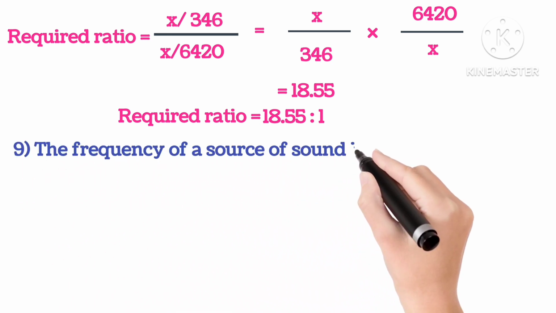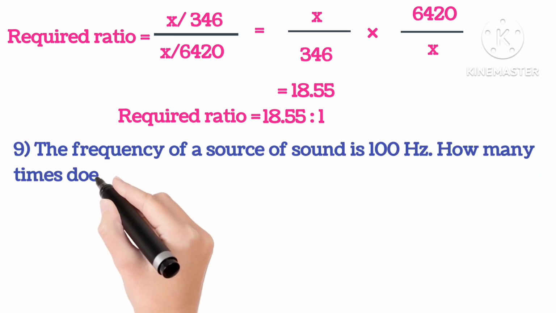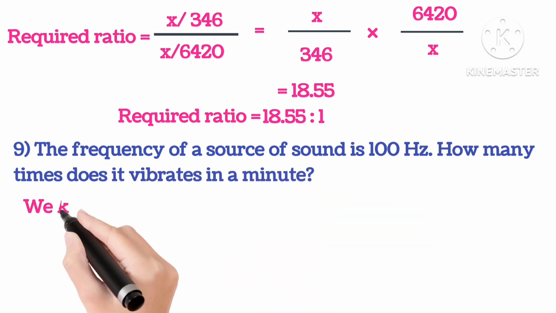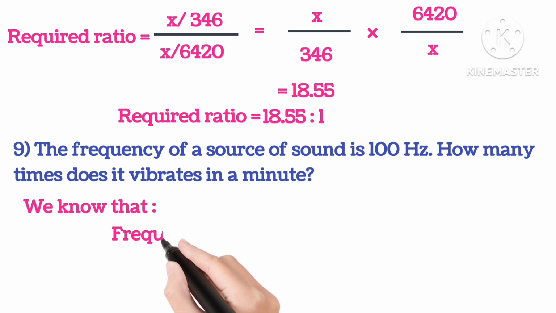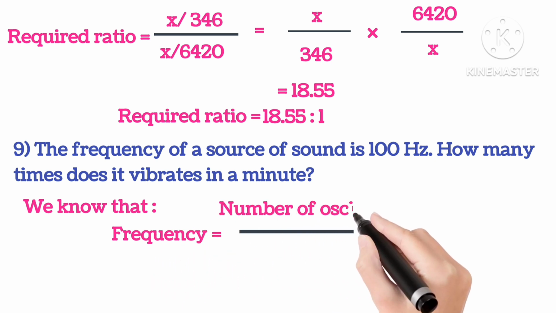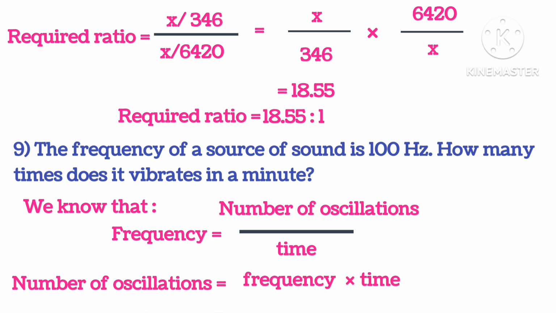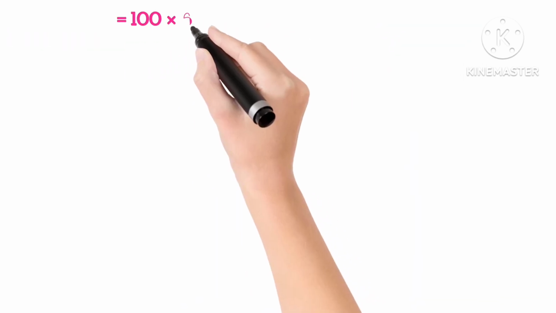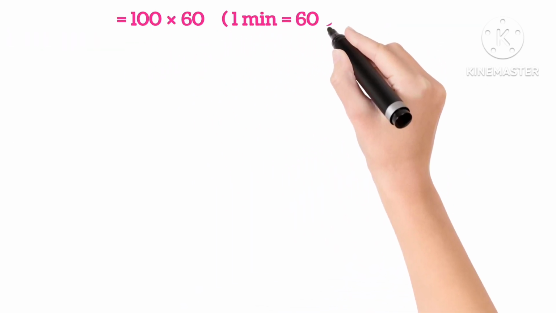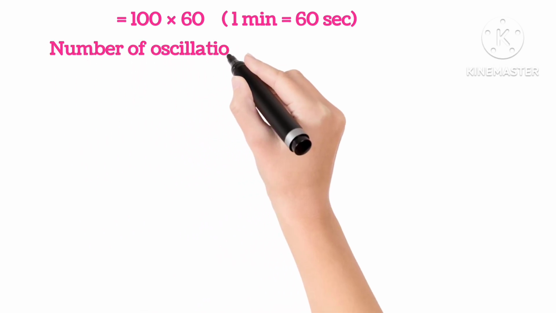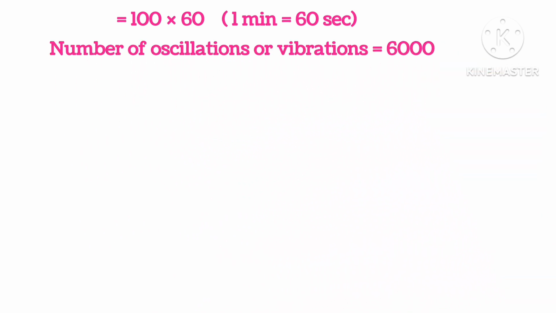9. The frequency of the source of sound is 100 Hertz. How many times does it vibrate in a minute? We know that frequency is equal to number of oscillations upon time. So number of oscillations will be frequency times time. Now putting the values over here, we know that 1 minute is equal to 60 seconds. So we'll get number of oscillations as 6000.